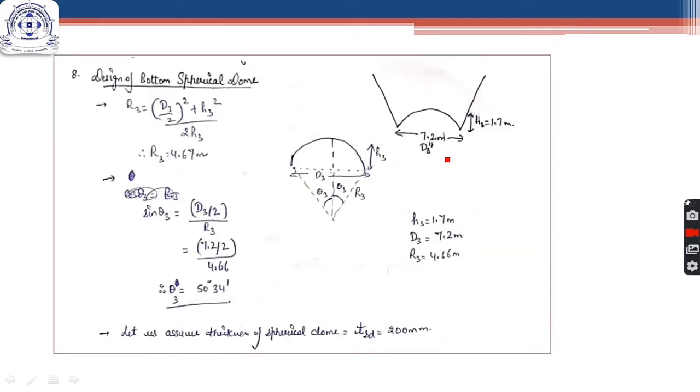Now we move on to the bottom spherical dome. The bottom spherical dome has a rise of 1.7 meter and a diameter of 7.2 meter. First we find R3 and theta 3, and we assume the thickness of the spherical dome. You can take it to be 300, 150, or 200 mm as per your requirement. Now we have to find the meridional and hoop stresses acting in this dome. For that you first need to calculate the load acting on this particular spherical dome.